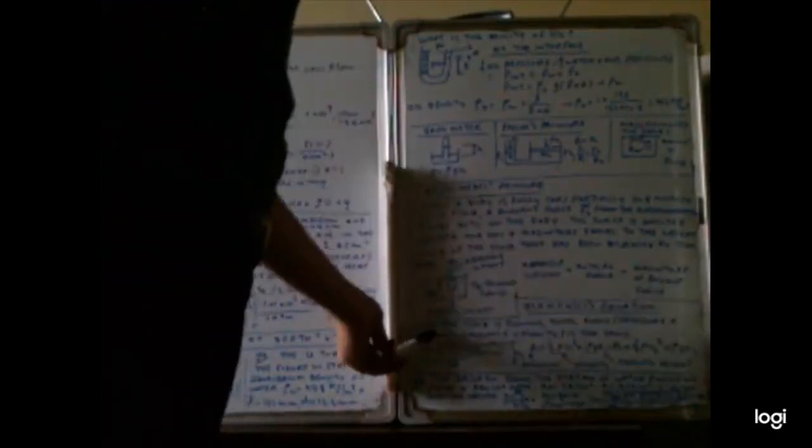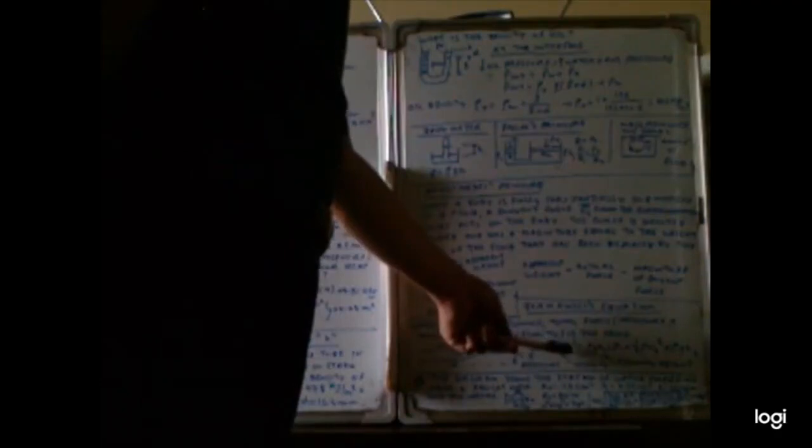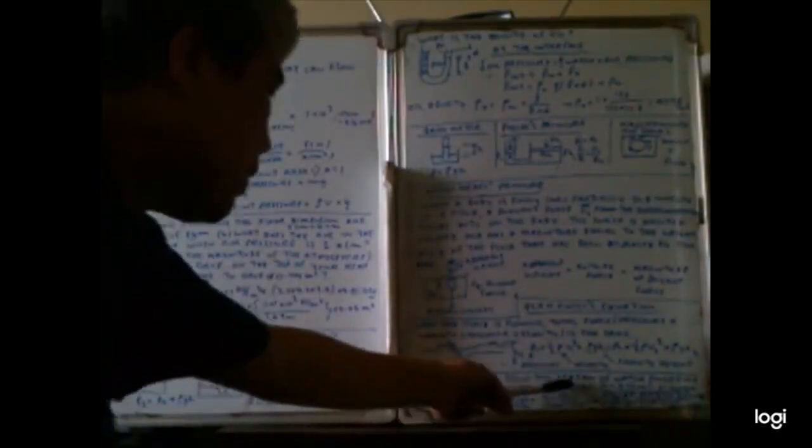Now Bernoulli's equation: water is flowing here from one point to another point. When the fluid is flowing, the pressure, gravity, height, and velocity are related. So P1 plus half rho v1 squared plus rho g h1 equals P2 plus half rho v2 squared plus rho g h2. P1 is the pressure, v1 is the velocity, g is the gravity, h is the height.